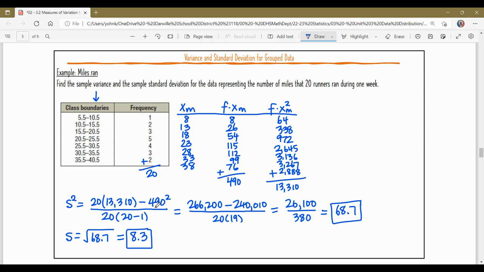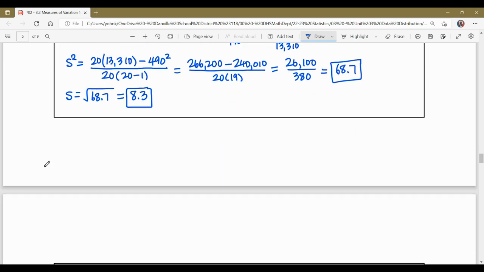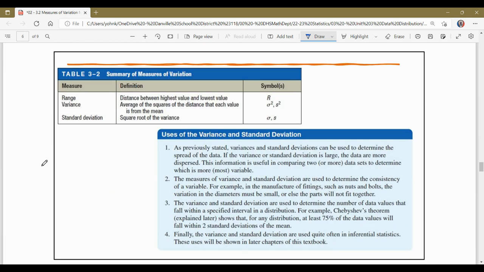All right, so let's just see a wrap it up table. We have the range is the distance between highest and lowest value. That's a capital R. We have the variance, which is the average of the squares of the distance that each value is from the mean. When you're dealing with population, it's sigma squared. When you're dealing with sample, it's s squared. Then the standard deviation is the square root of the variance. So we have a sigma and we have an s.